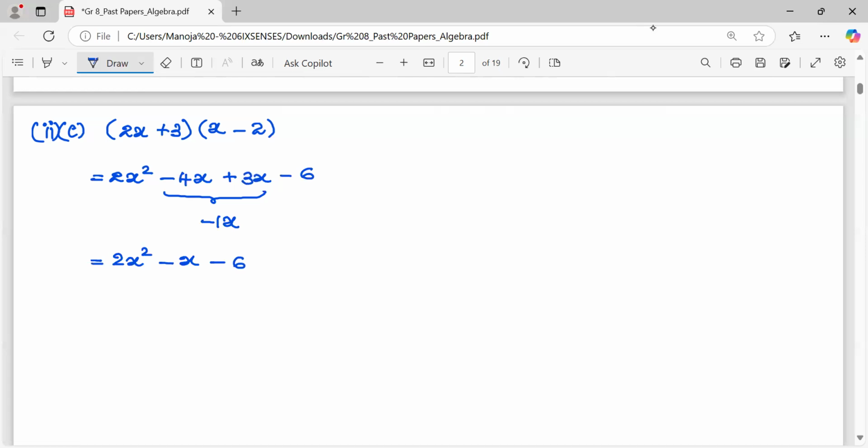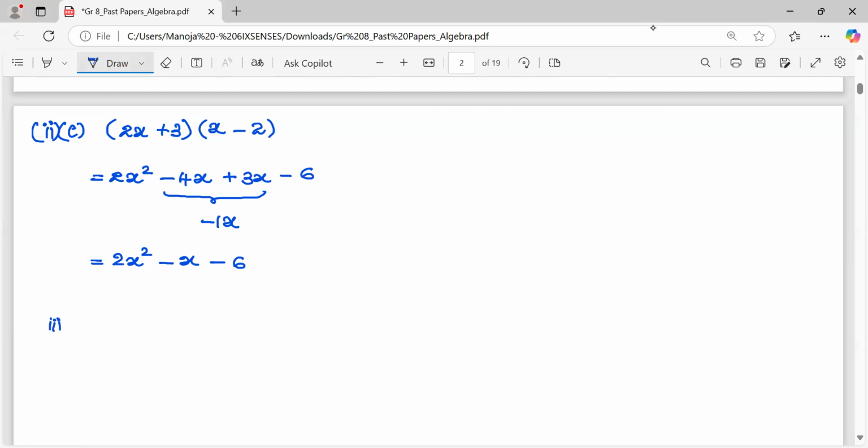I double check my answer. 2x times x, 2x squared. 2x times negative 2, negative 4x. 3 times x, 3x. 3 times negative 2, negative 6. Then the negative 4 and positive 3 give negative 1x. So this is the answer. Then I will move to part 3.